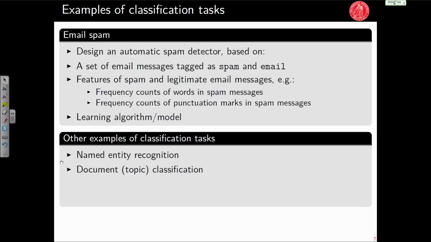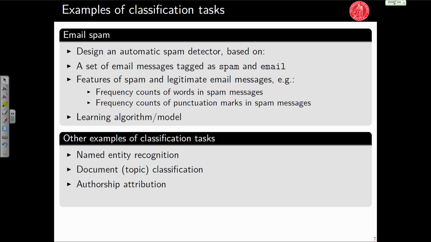And another example we talked about is document topic classification. So classifying documents based on their topic. A real life example of this is Google News. You go to Google News and it will aggregate and classify different news pieces under different topics.